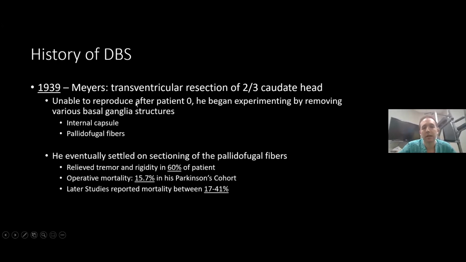Also in 1939, Meyers started doing a little bit more aggressive approaches, going transventricular and resecting the caudate head. He was successful on his first patient, and then he had a period where he wasn't having good results. So he started just basically experimenting and taking out various things. And what he discovered was that the internal capsule and the pallidofugal fiber system, sectioning those areas produced the kind of results he was looking for. He was seeing about 60% reduction of tremor. Of course, his mortality was quite high, as you might imagine, at that time and doing that kind of surgery. The mortality of this period was, like it's shown here, 17 to 41%. It's pretty remarkable.